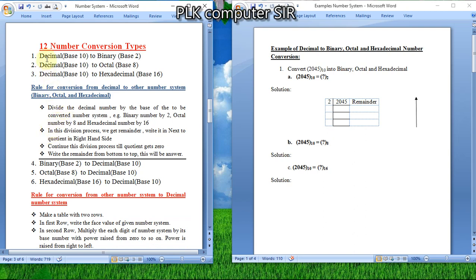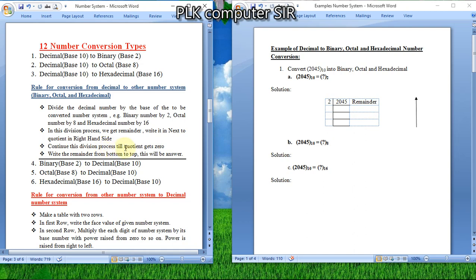Now for the first 3 conversions, the rules are as given below. Rule for conversion from decimal to other number systems, that can be binary, octal or hexadecimal. What is the rule? Divide the decimal number by the base of the number system to be converted to. Example, if you have to convert to binary, divide by 2, octal then divide by 8, hexadecimal then divide by 16. In this division process we get a remainder; write it next to the quotient on the right hand side.